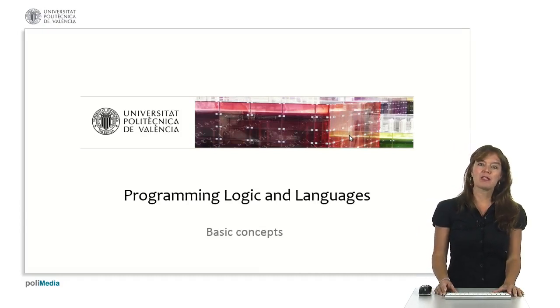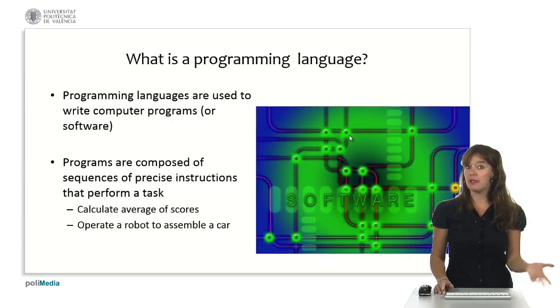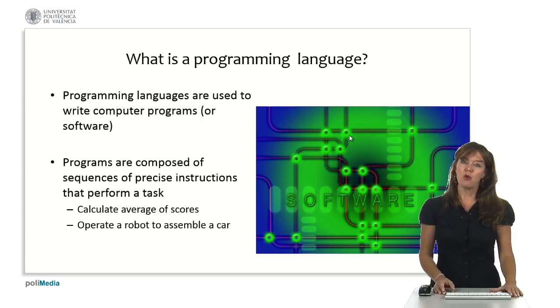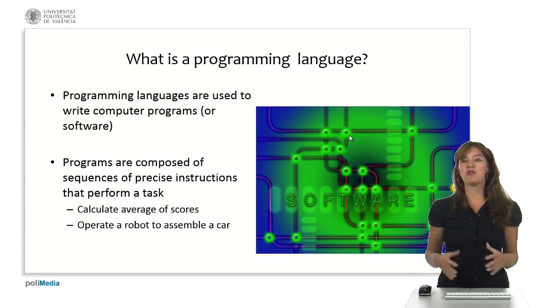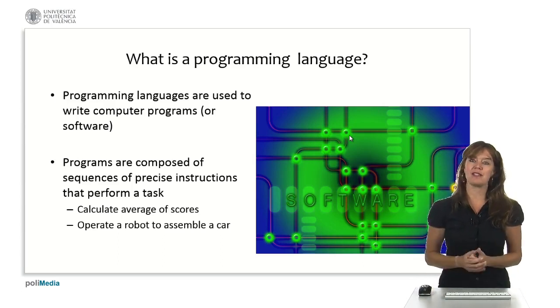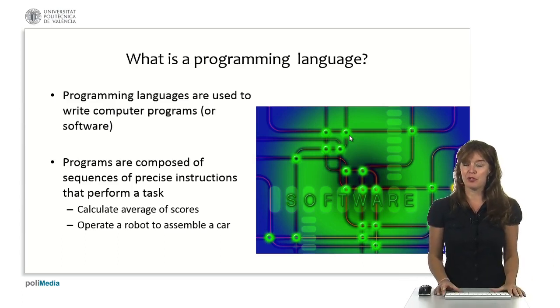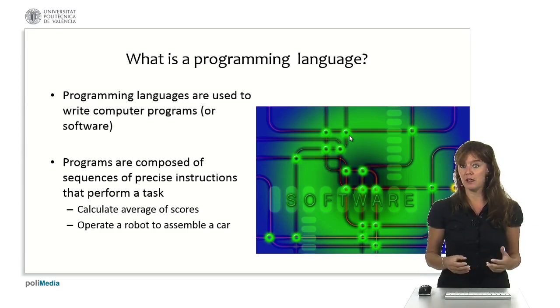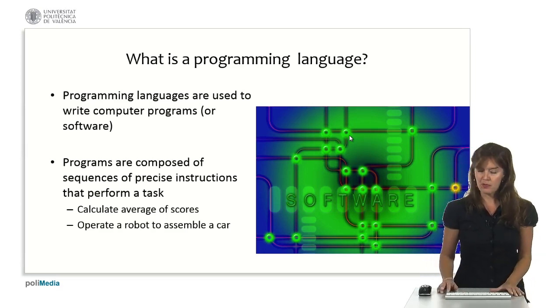So let's start with some basic concepts, like what is a programming language? Programming languages are used to write computer programs, or software, as we also call that. Programs are composed of sequences of precise instructions that indicate how to perform a task. A task like, for example, calculate the average of student scores or operate a robot to assemble a car. These are all tasks that we can program with a programming language.